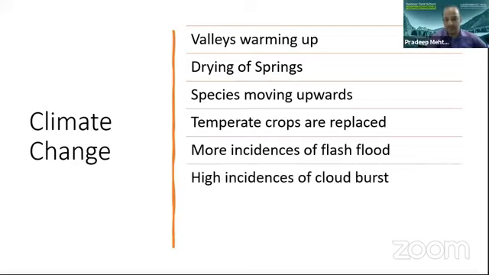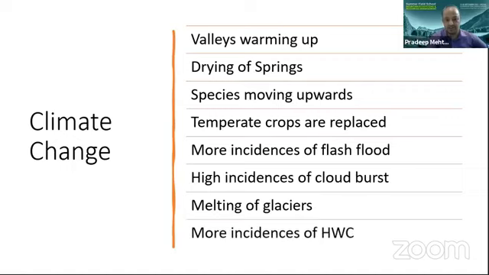High incidences of cloudbursts are happening. This year only in Uttarakhand, where I belong, there have been so many incidents where people have lost their lives, people have lost their houses and all. Melting of the glaciers, as we mentioned, and more incidences of human wildlife conflict. So all these environmental problems are causing not only the death of humans, but also property loss, economic loss, and loss of livelihoods of the people.